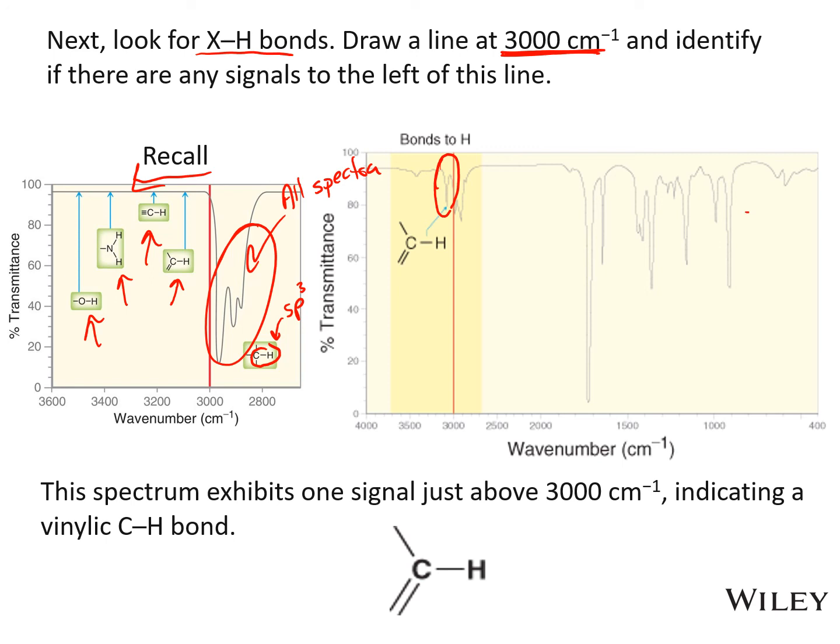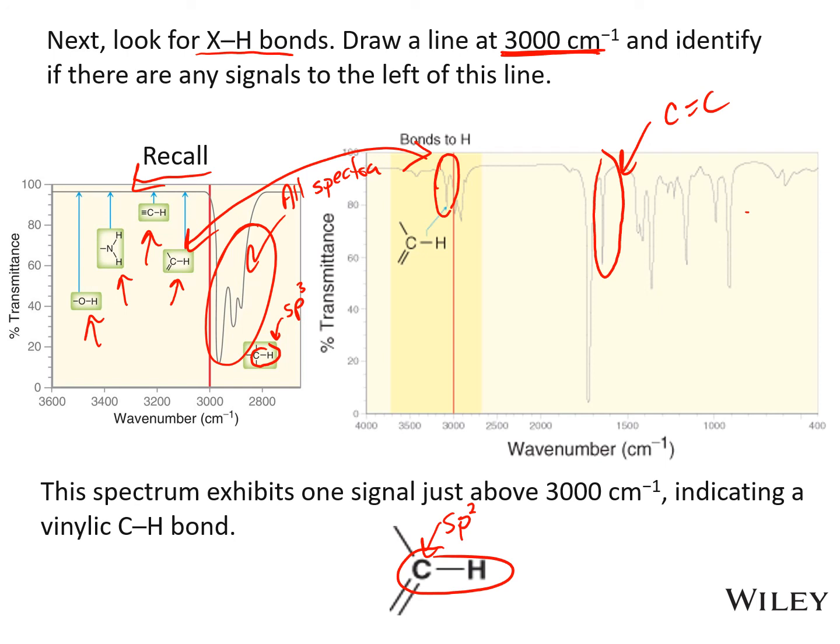So if we look at our spectra, we see to the right of 3,000, we do have this one peak, which is indicating the presence of a sp2 hybridized carbon to hydrogen bond. So again, this is reinforcing what we saw previously, where we thought possibly we have a carbon-carbon double bond, and now we're getting support here. We're seeing additional evidence of that CH peak.